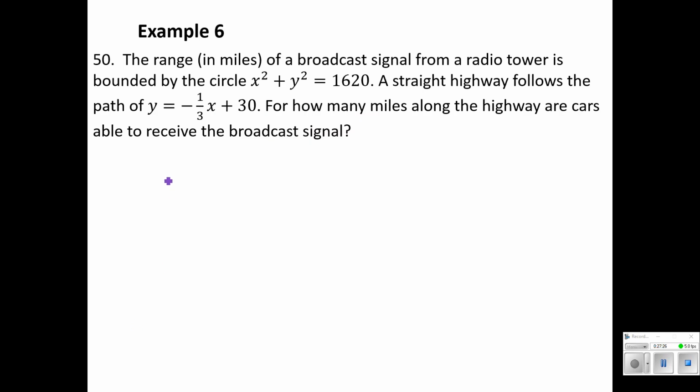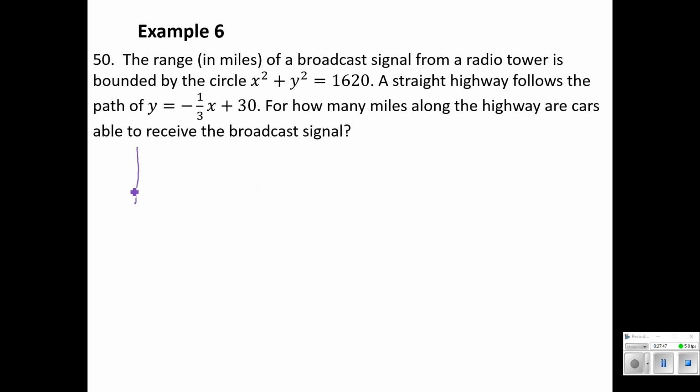Example 6, our word problem here. The range in miles of a broadcast signal from a radio tower is bounded by the circle x squared plus y squared equals 1,620. A straight highway follows the path of y equals negative 1/3 x plus 30. For how many miles along the highway are cars able to receive the broadcast signal?